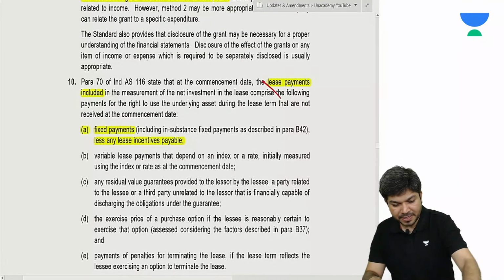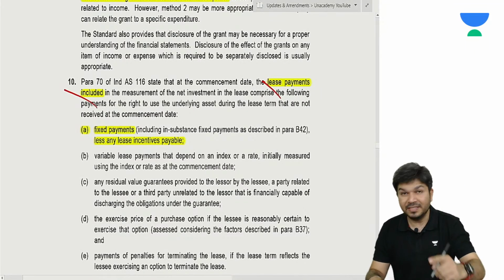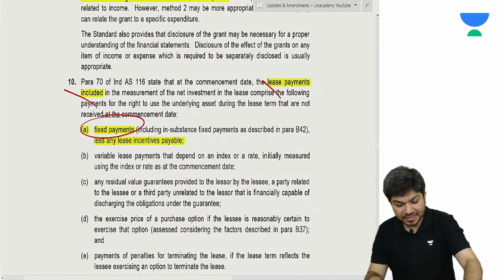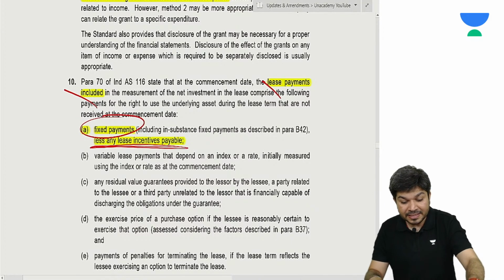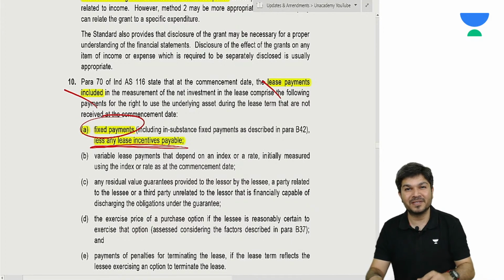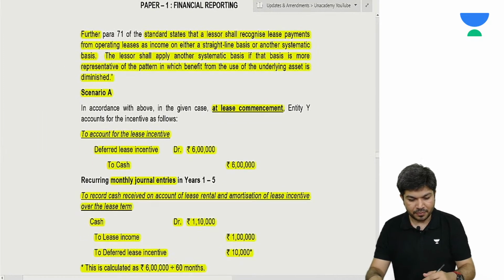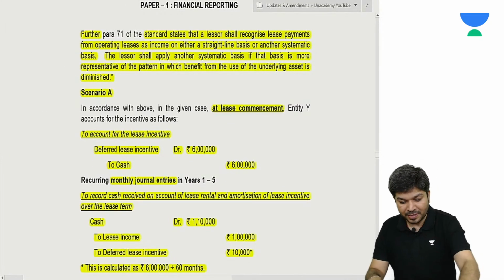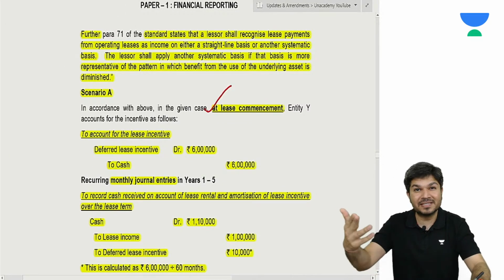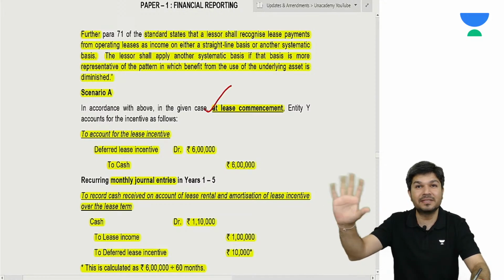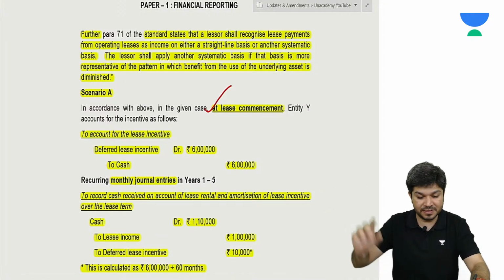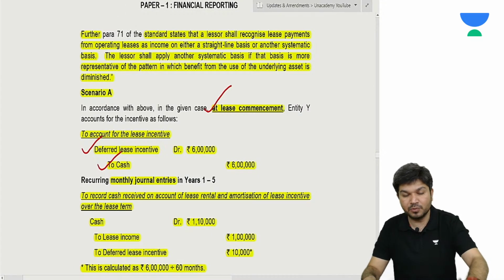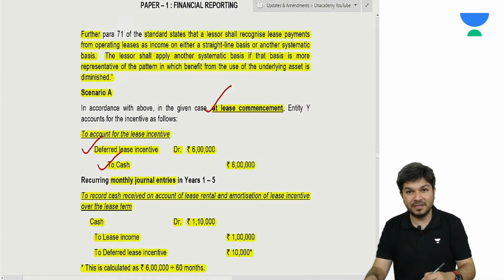Okay, the lease payment includes your fixed lease payment less any lease incentive payable. On this we had a question. Now, here what happens is, at commencement we are giving 6 lakh rupees. Don't take it as expense on day 1, 6 lakh. No, don't take as expense day 1 6 lakh. Debit deferred lease incentive, credit cash.